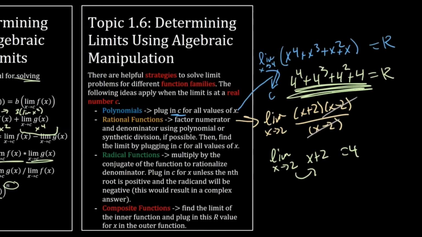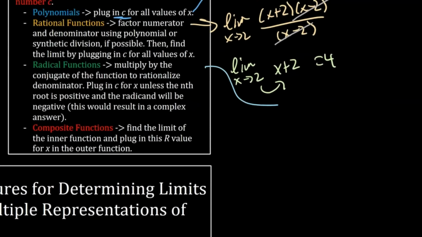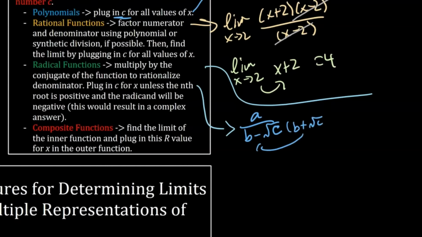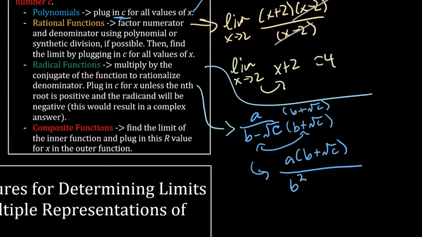Now, radical functions are a little bit different. There's something special you have to do here that you might remember from Algebra 2. If not, be sure to check out that video. But we need to rationalize the denominator. So if we have a function in the form a over b minus square root c, we have to multiply by the conjugate, which is the reverse sign, times the top and the bottom. And then we would get a form that looks like this: a times (b plus square root c) over b squared minus c. So you have to rationalize that denominator.